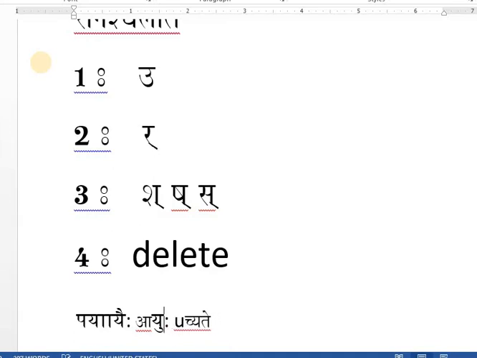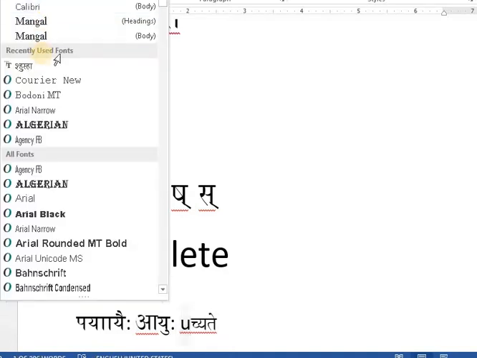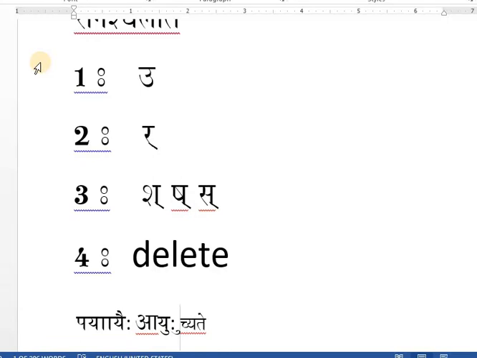So what would the previous word be? Ayuhu. Paryayehi, ayuhu, and the next word is u. So what should the last word be? Uchyate. So we got three words now: Paryayehi, ayuhu, uchyate.